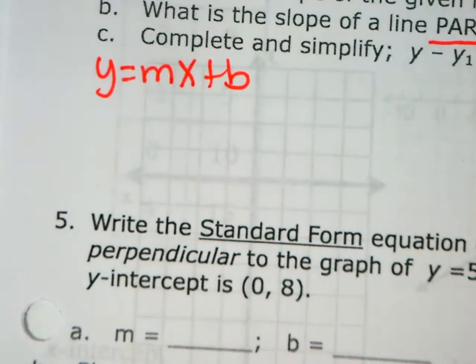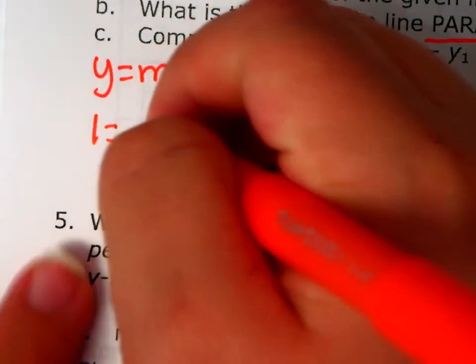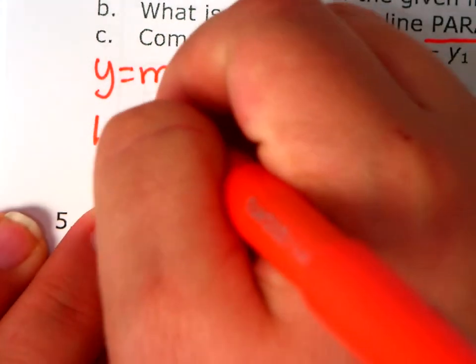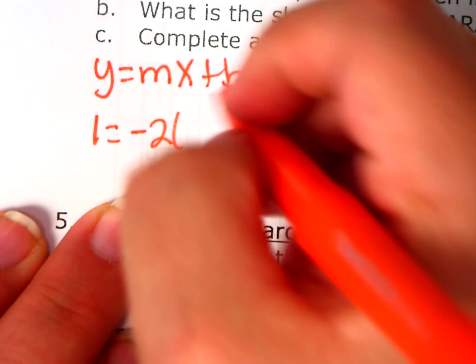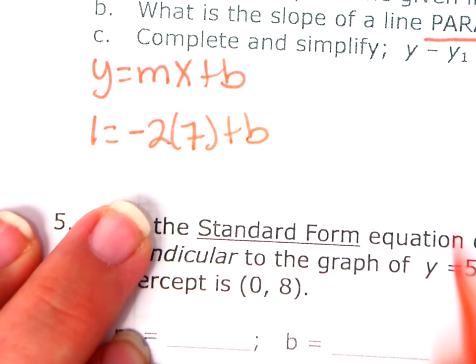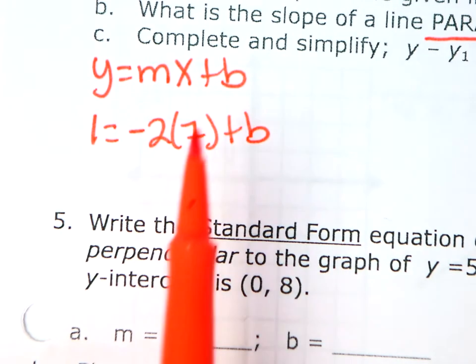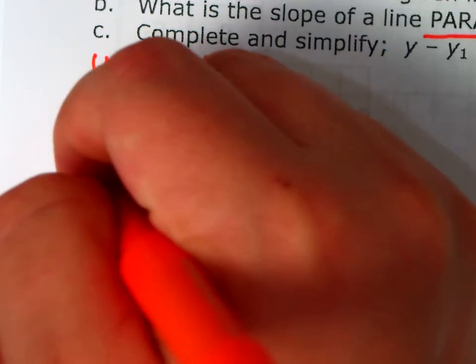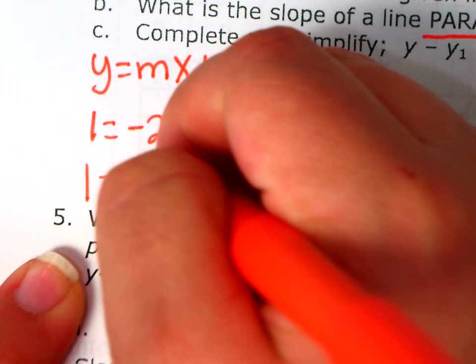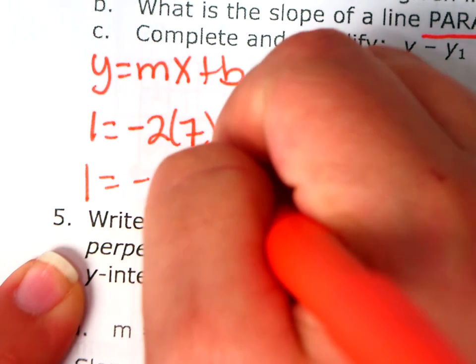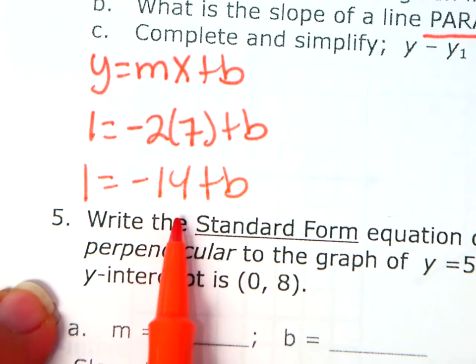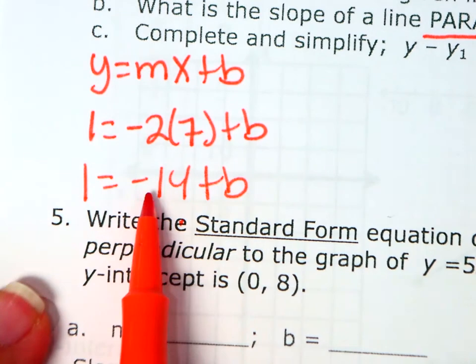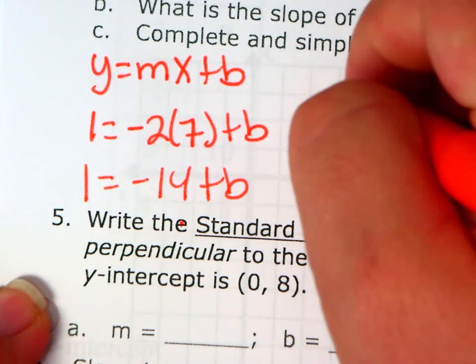What is my y value? 1 equals negative 2 times 7. Perfect. Negative 2 times 7? Negative 14. Good. So 1 is equal to negative 14 plus b, and then you add 14 to both sides. And what do you get? b equals 15. Good.